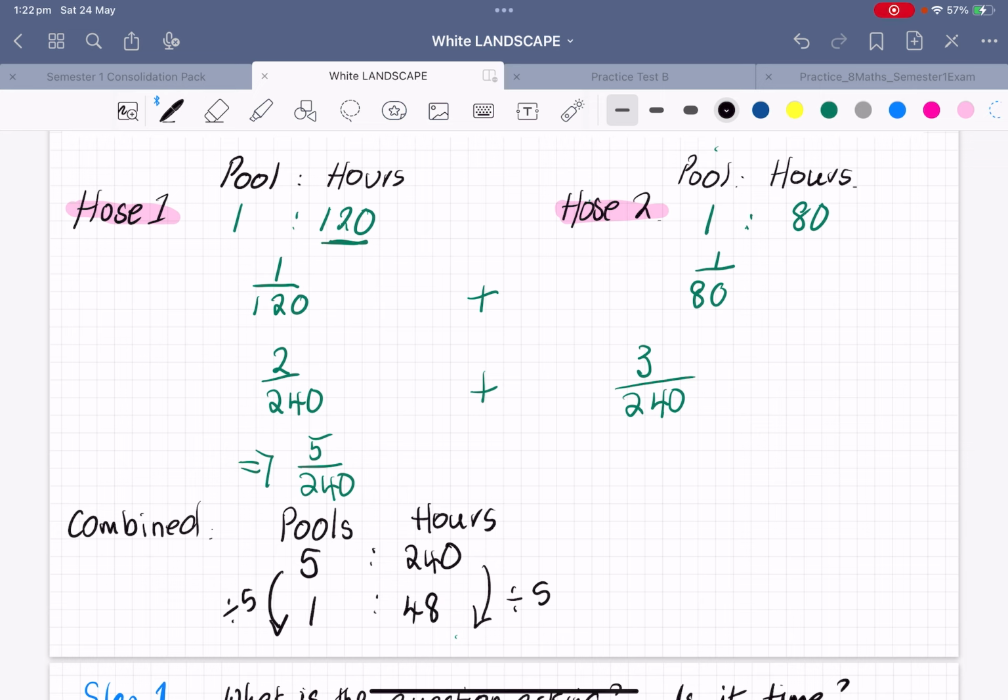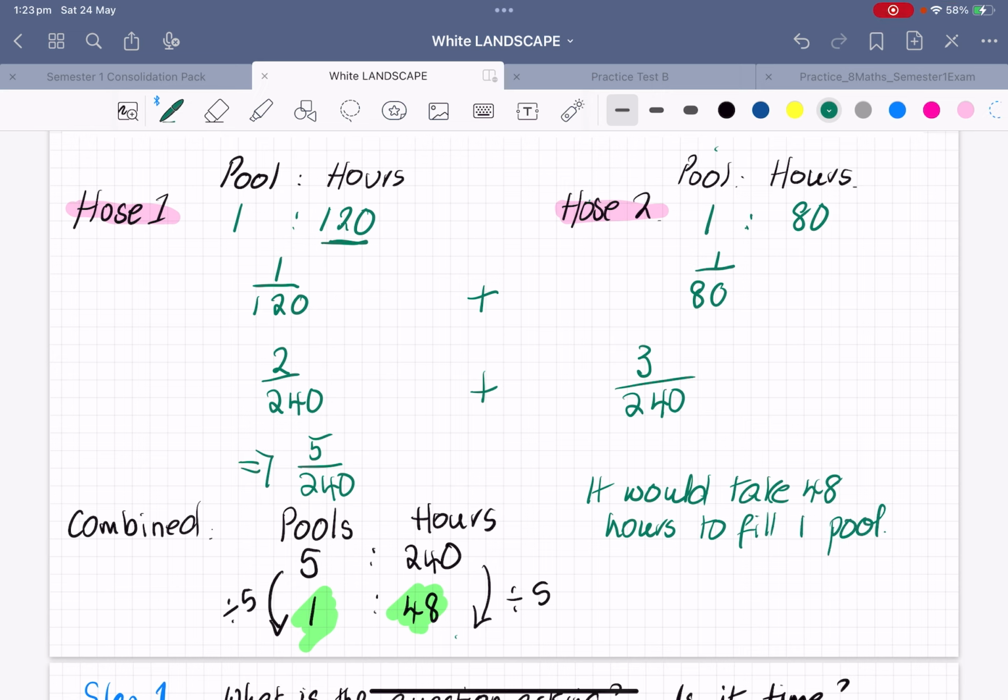And that works out to be 48. Your final answer, it tells you the hours is 48 for one pool. So let's answer it in words now. It would take 48 hours to fill one pool.